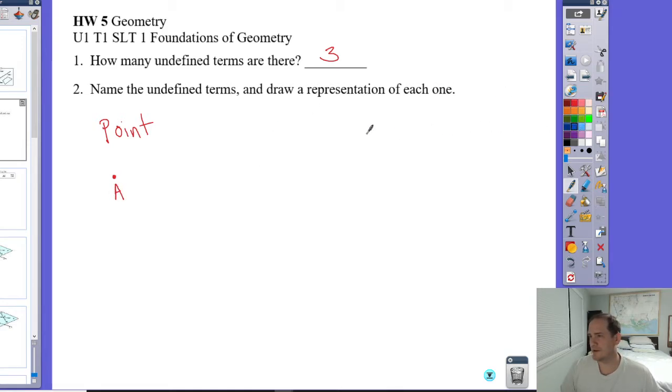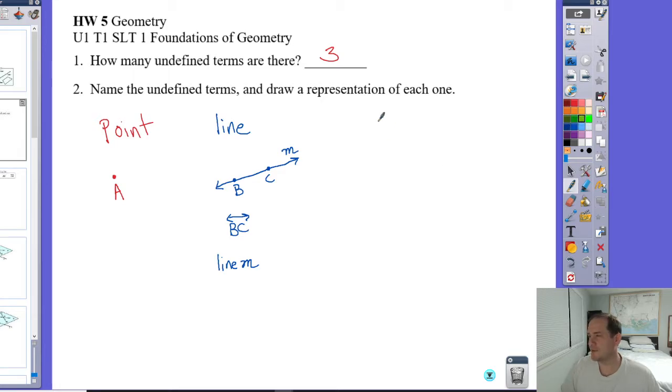Next is a line. And we represent a line with, well, a line, of course. And we make sure we put arrows on both ends to show that it runs on forever. And we can name a line 2 different ways. We can either pick 2 points on the line, or we can mark it with a single lowercase letter that's in cursive, like this M. So this could be line BC. Now when we write line BC, we put the hat on it like this. Now, if we name it by the lowercase letter, then we write the word line and then the lowercase letter m. So that's 2 different ways we could name that.